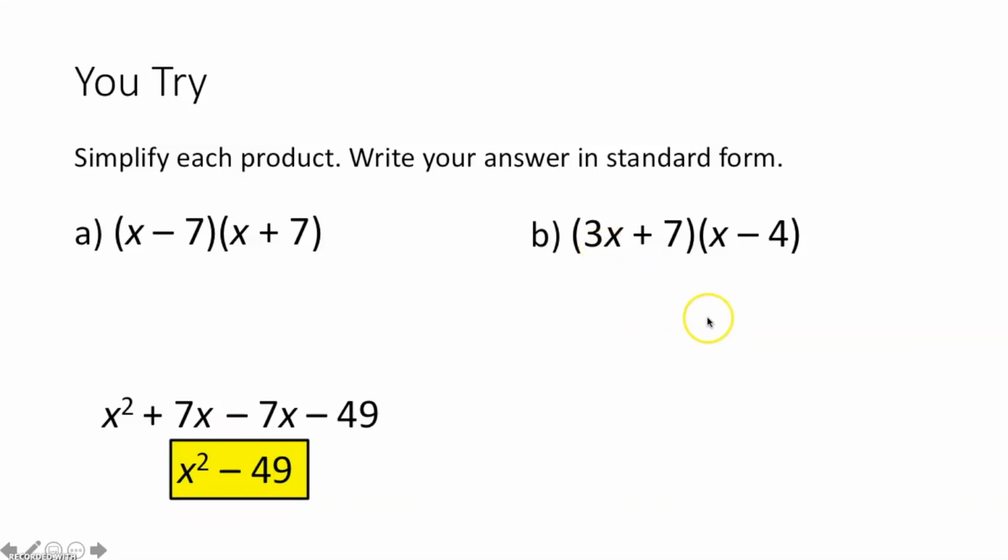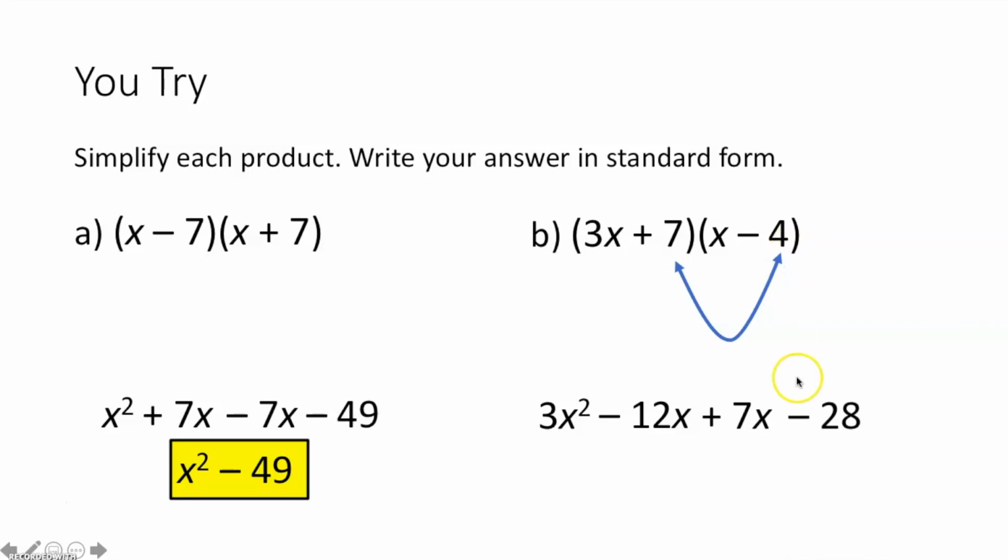Here, we're going to multiply our first terms together. So we multiply 3x times x, that's 3x squared. We multiply the outer terms together. What's 3x times negative 4? That's negative 12x. We multiply the inner terms together. What's 7 times x? That's going to be 7x. Then we multiply the last terms together. 7 times negative 4 is negative 28.